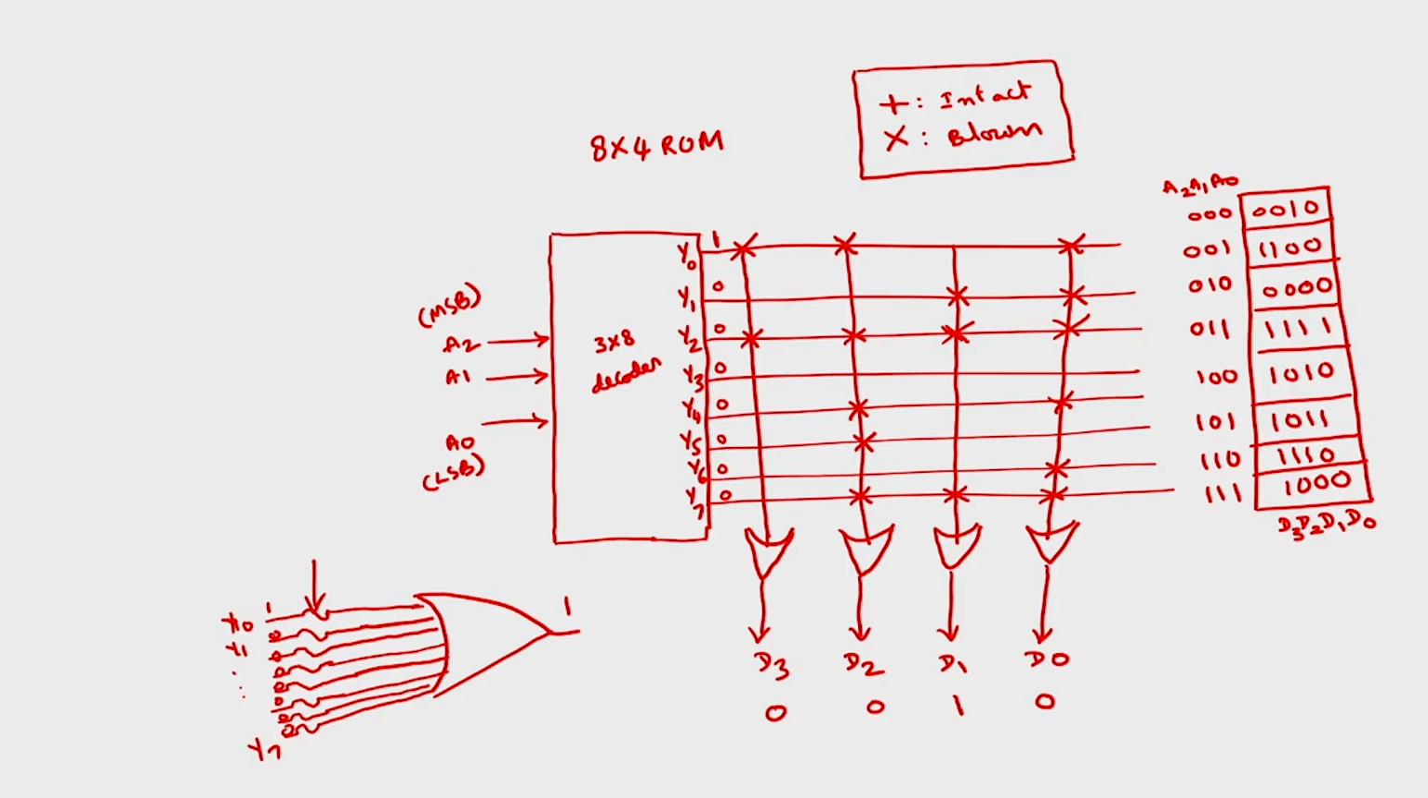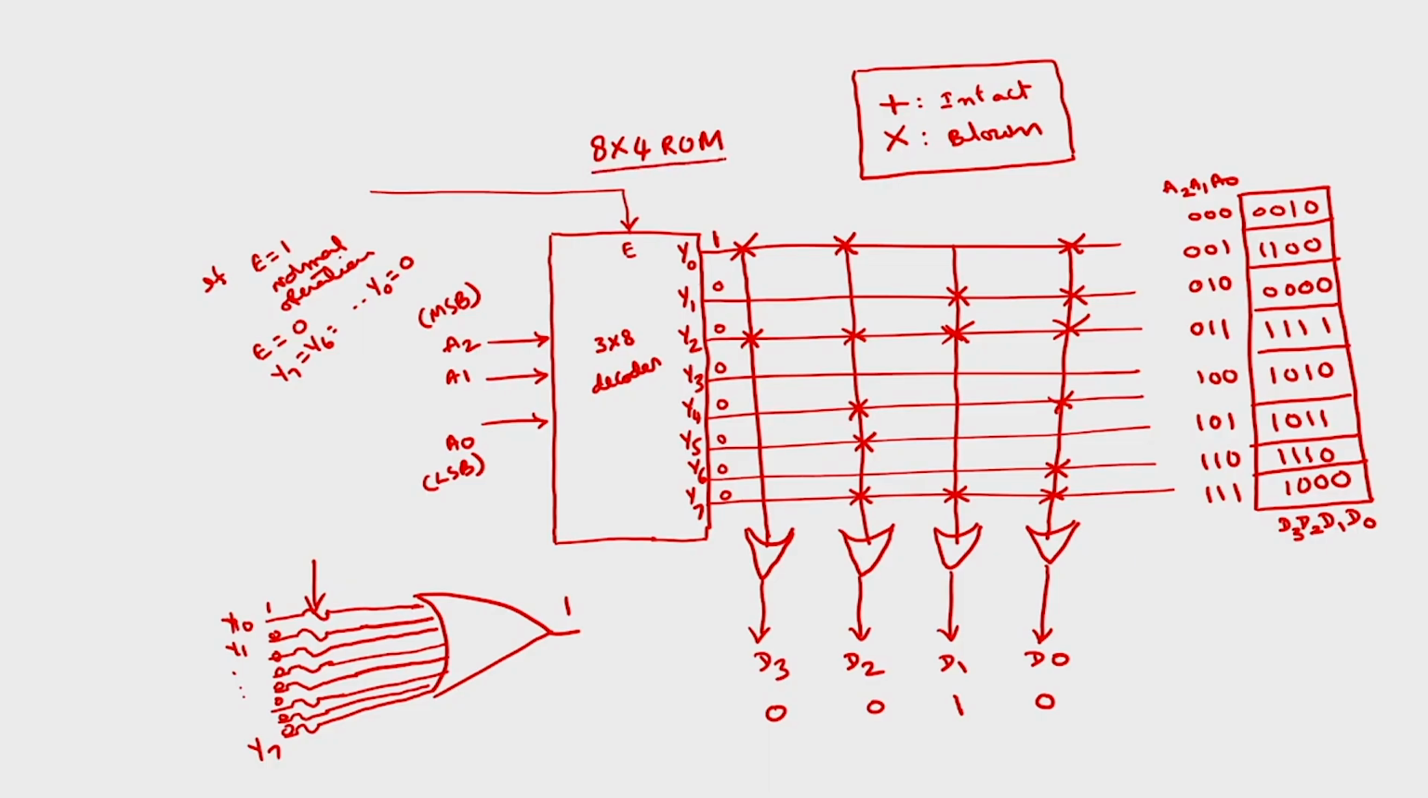Here, if I don't want to select this IC at all, I can use an enable line for the decoder. There is an enable line here. If E is equal to 1, normal operation. If E is equal to 0, all the outputs y7, y6 and so on up to y0 are equal to 0. Means all the outputs will be zeros. So the output of the OR gate becomes 0 0 0 0. Nothing can be stored. So I can show this is an 8 by 4 ROM.